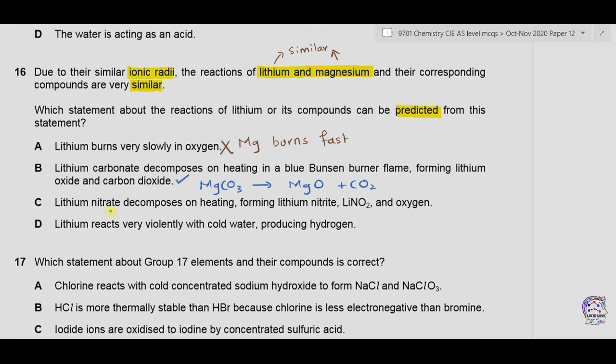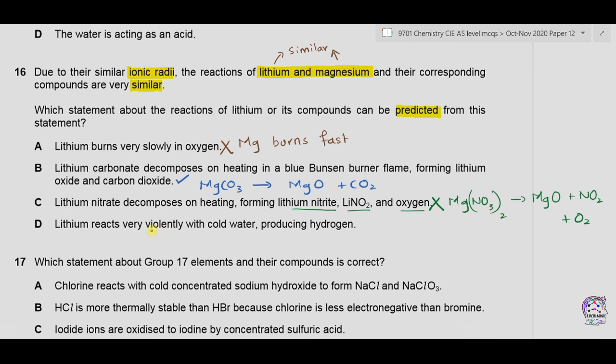C. Lithium nitrate decomposes on heating, forming lithium nitrite, LiNO2, and oxygen, as magnesium nitrate decomposes to form magnesium oxide, nitrogen dioxide and oxygen gas. So therefore lithium should do the same. So C is incorrect.